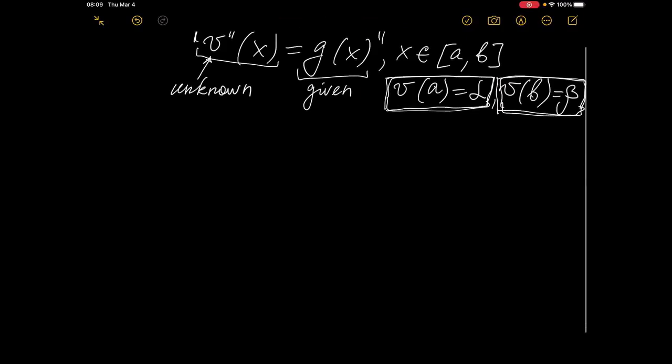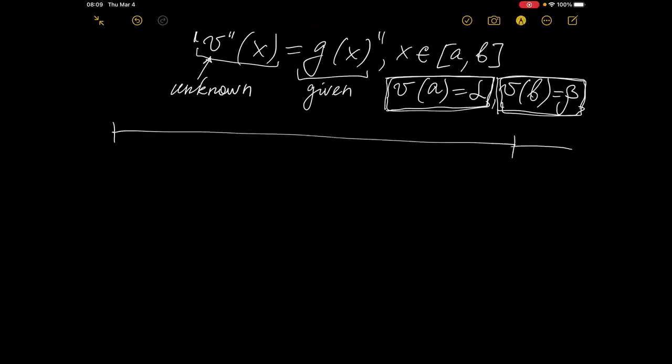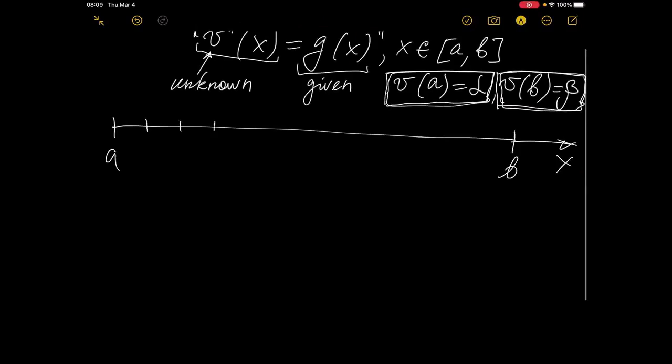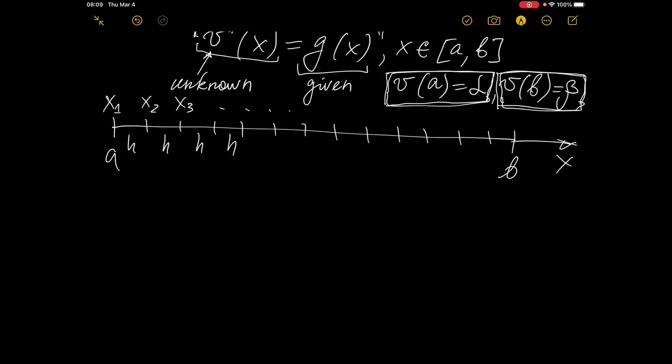So how can we do this? Let me remind you. First of all, we discretize our x-axis from a to b, and we just split it into a homogeneous grid, with the same step h, h, h, h. I will number the points x1, x2, x3, and so on, and the last one xn, with xn minus 1 before it, and so on.